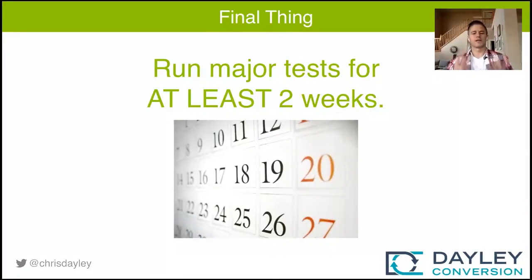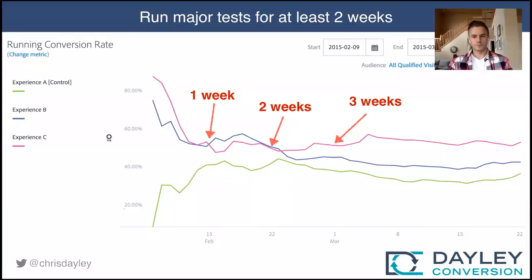But the problem is, if you call a test after 2 days, there's a lot of other things that you didn't test, right? You didn't get at least 1 day of the week in there, right? Not only is it likely, but there's erratic conversion rates during the first few days of a big test. And here's an example that I'll show.